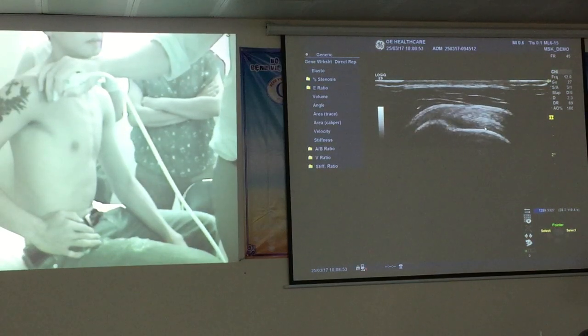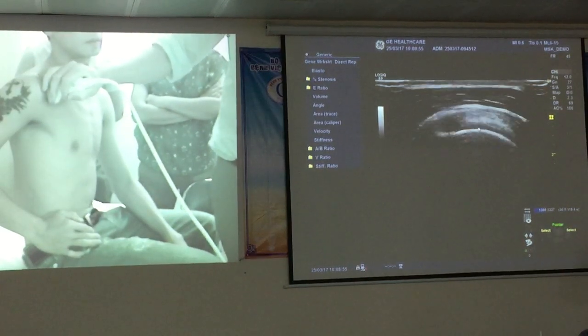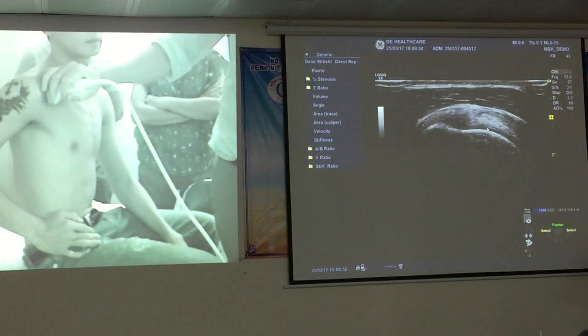And using the harmonics, you're able to see that articular cartilage just a little bit more cleanly as well.